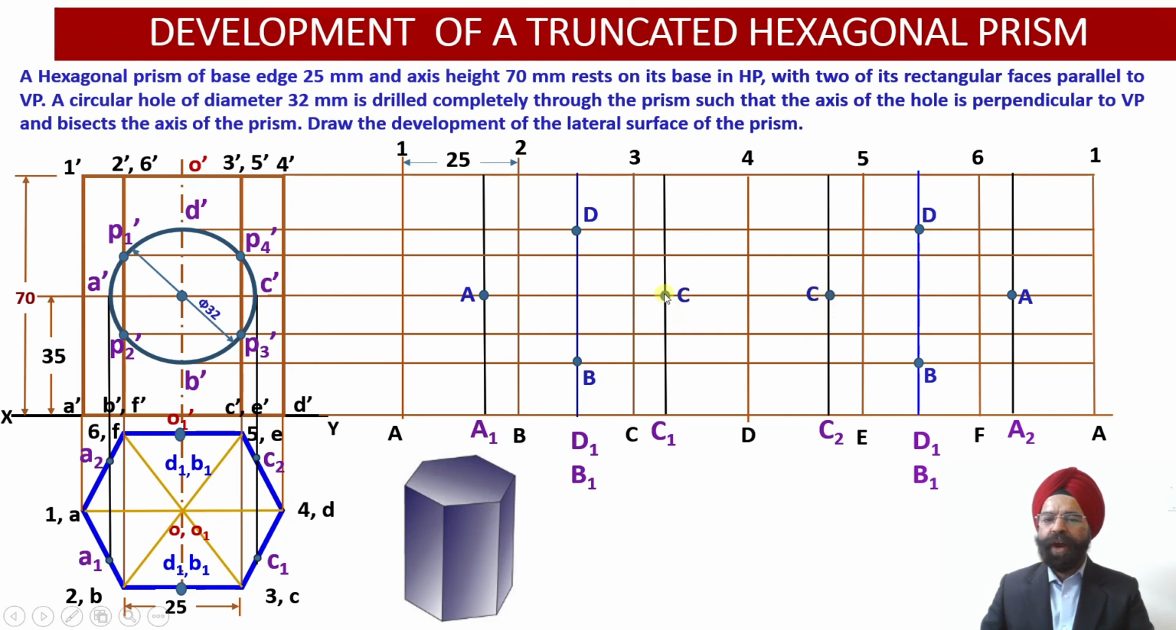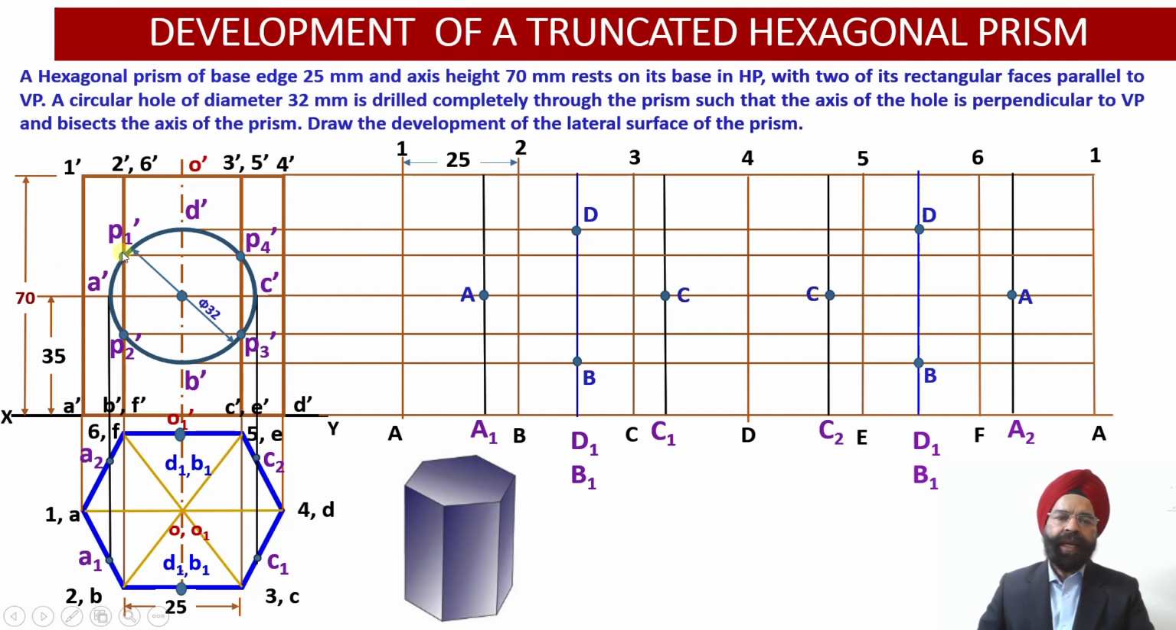So these 2 points, one in the front face and one in the rear face, will be located to represent the location of the point C corresponding to the circular hole over here. Now we are left with the location of the 4 points P1 dash, P2 dash, P3 dash and P4 dash into the development surface view over here.